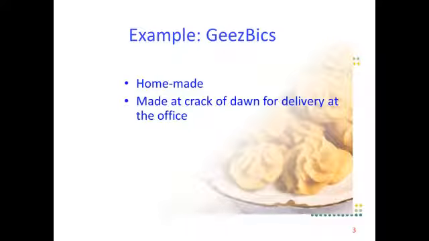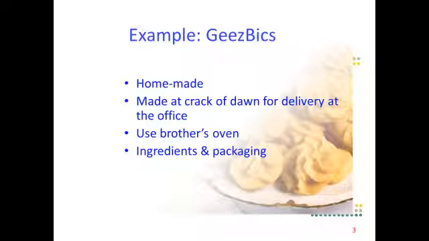Let's assume that I want to start selling some biscuits which come from a family recipe handed down through generations, and I decide that I'm going to make these early in the morning at home, or largely at home, and that I will deliver them to the office when I go there to give my lectures. I use my brother's oven because he's got a registered bakery business, and I'm conscious of the health and safety requirements. So I need to do the baking in a registered business.